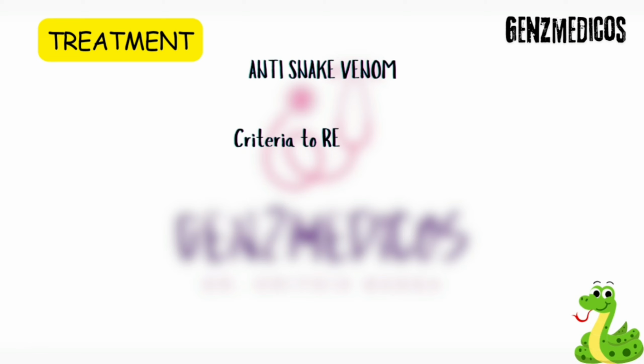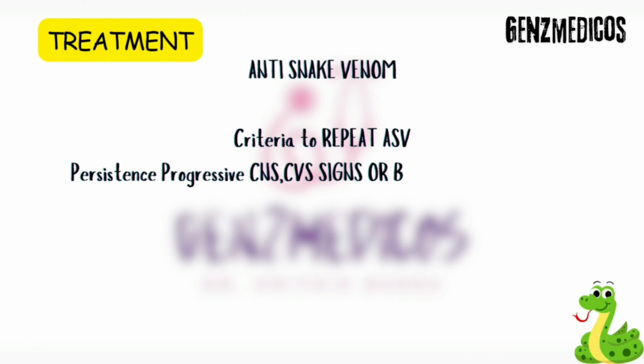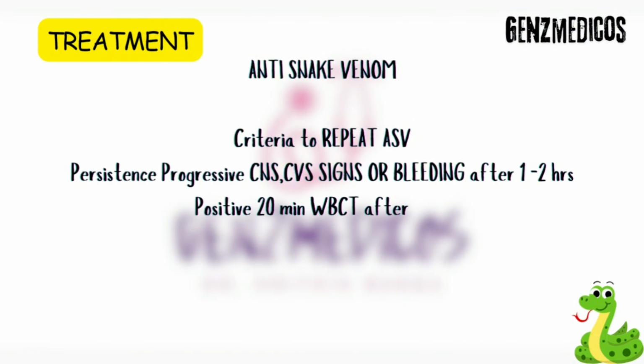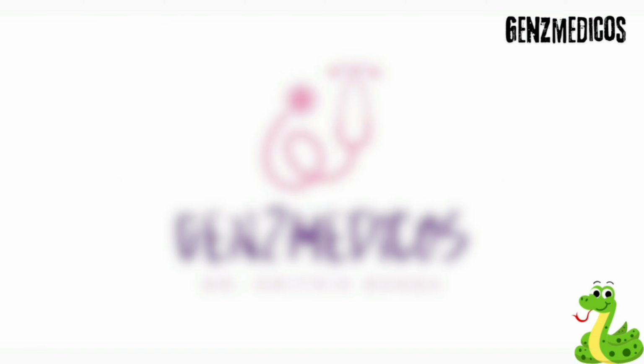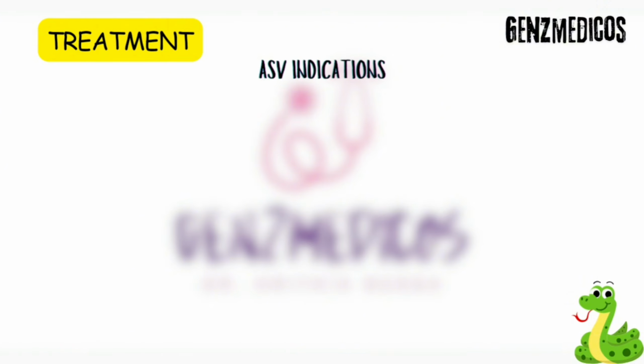Now also this ASV, anti-snake venom, when to repeat the dosage: when you have progressive or persistent CNS or CVS signs or bleeding even after 1 to 2 hours of giving ASV. If you have a positive 20-minute WBCT after 6 hours, that coagulopathy test which I explained to you, then also we have to repeat this anti-snake venom.